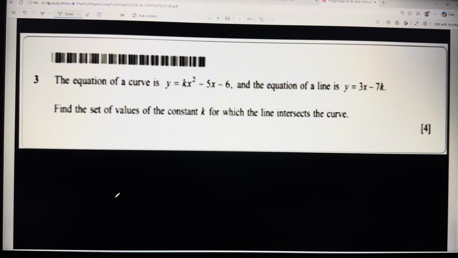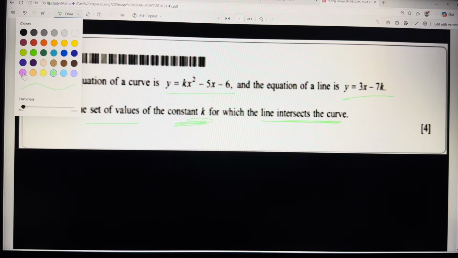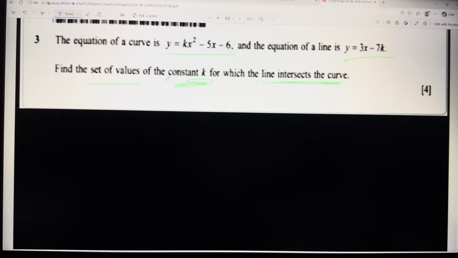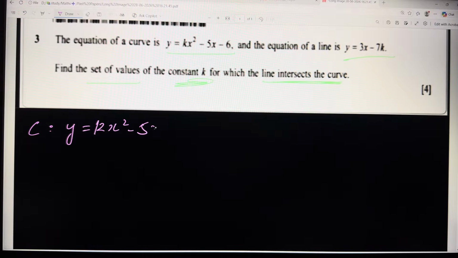Okay, the next question is question number 3. The equation of the curve is this. The equation of a line is this. Find the set of values of k for which the line intersects the curve. So this is basically a quadratics question. It says that the curve has equation y is equal to kx squared minus 5x minus 6, and the line has equation y is equal to 3x minus 7k.